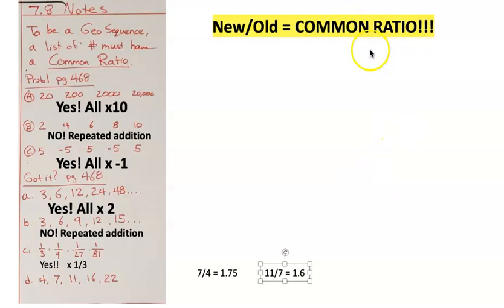So if there is no common ratio, then you are not a geometric sequence. Sorry, I dropped my mouse. I'm all flustered. It fell underneath my table and I can't reach it. So I'll deal with it.